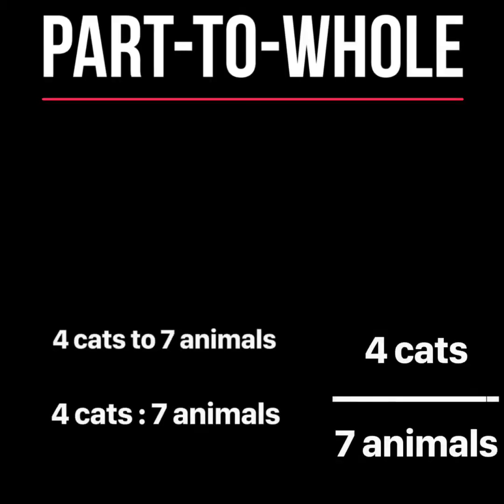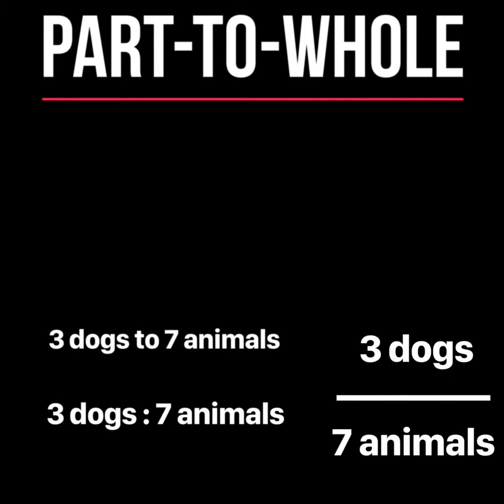Now let's talk about what if we were comparing part to whole, meaning that we are looking at one individual part, so either the cats or the dogs, compared to the total number of animals that are in this picture. We know that there are 4 cats and 3 dogs. That's a total of 7 animals. So here are the 3 ways that you could record that part to whole ratio of cats to total number of animals. We could do the same thing with the dogs, and it would look exactly like this.